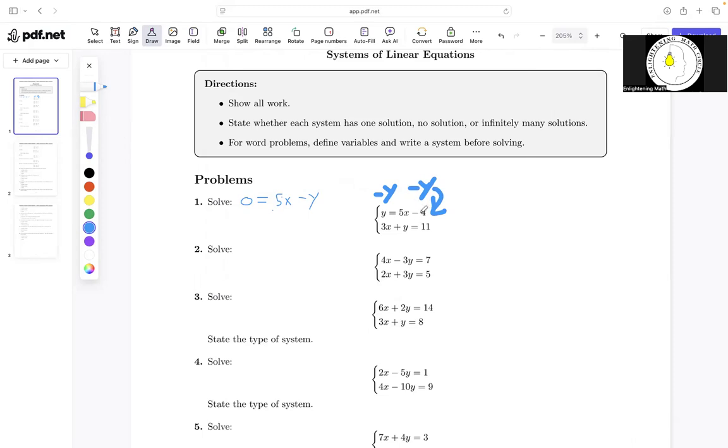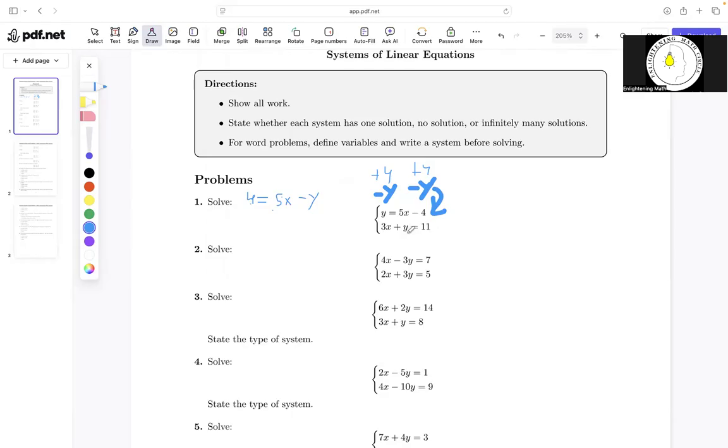Now we also want to get rid of this minus 4 here, so we would have variables on one side and whole numbers on the other. And we would do that by adding 4 to both sides to cancel out the minus. So once again, plus 4 and plus 4. So we change this 0 here to a 4. So we now have converted this top equation into the same format as this bottom equation.